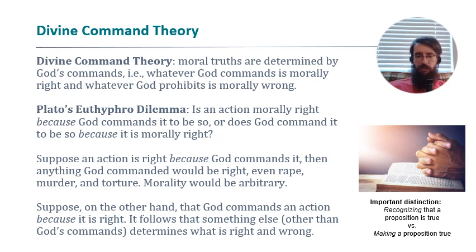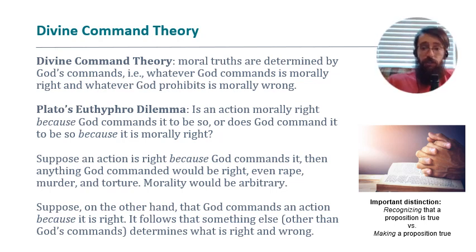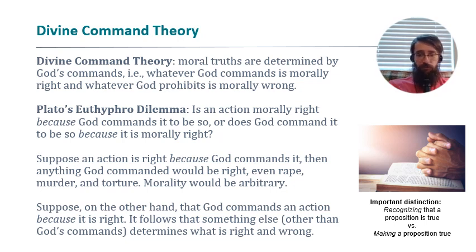Another way to see the basic problem here for divine command theory is to see that when it comes to God's relation to morality, God could either be what's called a truth recognizer of morality, so God could recognize the truth about what's right and what's wrong. Another thing that God could be, though, is a truth maker for morality. Right? God could make certain moral actions right or wrong just by commanding us to do them or not do them. Right, so this is a very important distinction between recognizing that something is true and making something true.